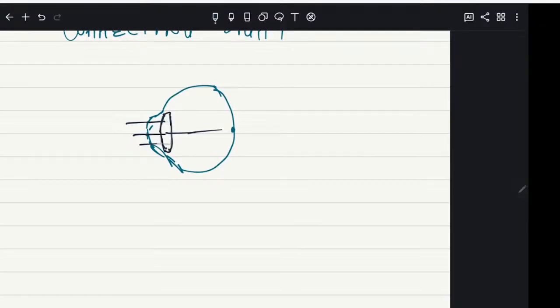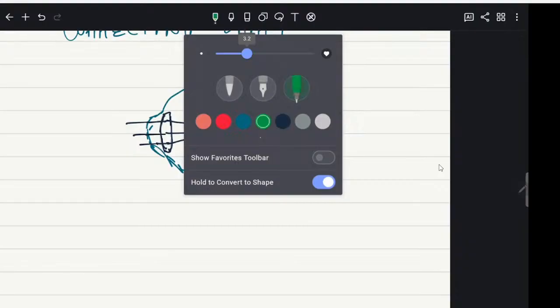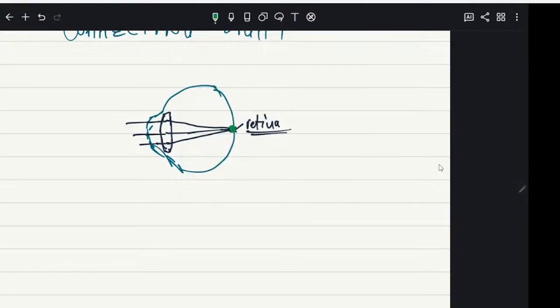This is a person who sees perfectly. A person who sees perfectly sees like this. This back here is the retina. This is where you have the receptors. So this is the only place where you can see. Light should come here. This is good sight.